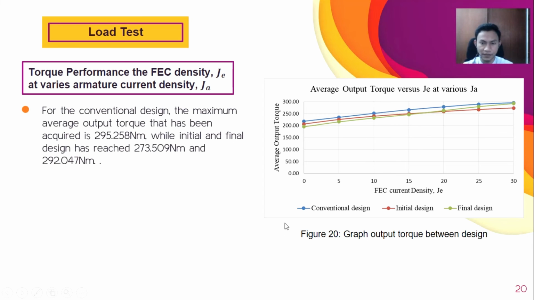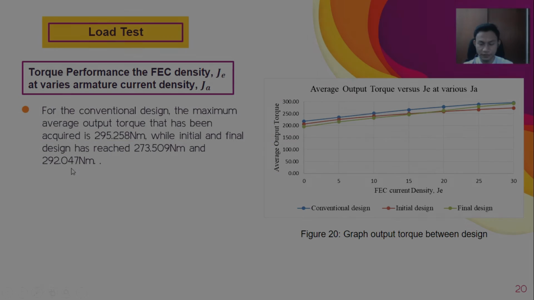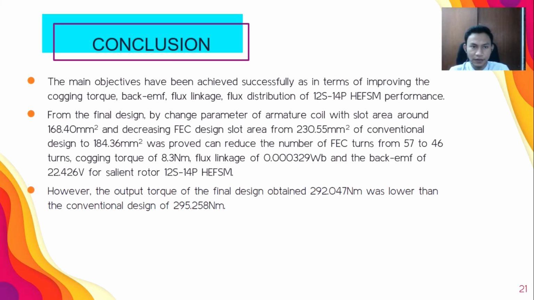Same graph as before, but this graph shows the output torque between the designs, which are the conventional, initial, and final design. For the conventional design, the maximum output torque is 295.258 torque, which is higher than the initial, which reached 273.509, and the final design, which is 292.047 torque.